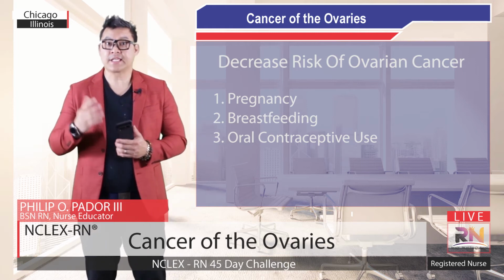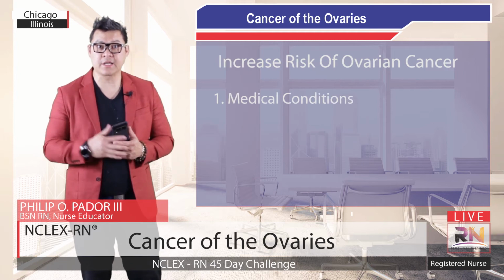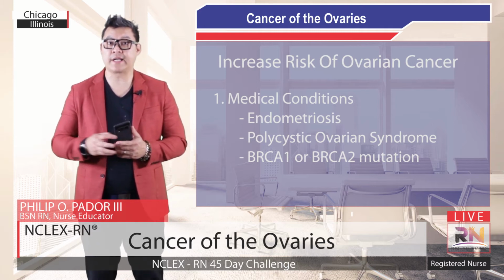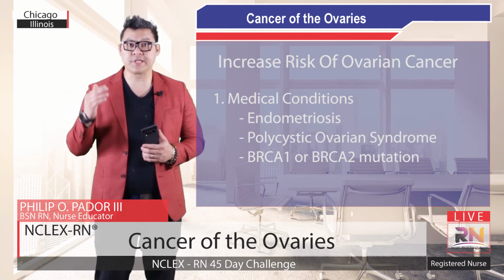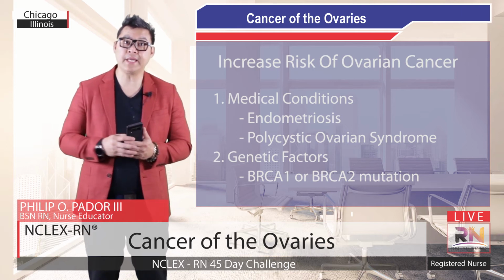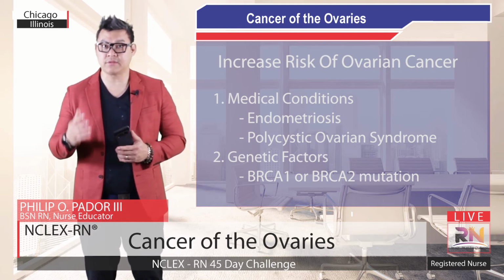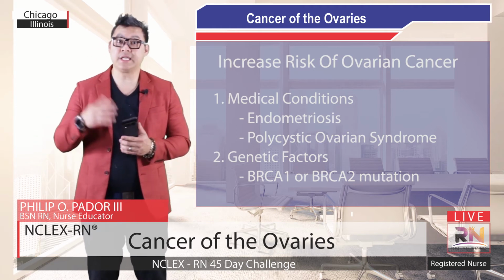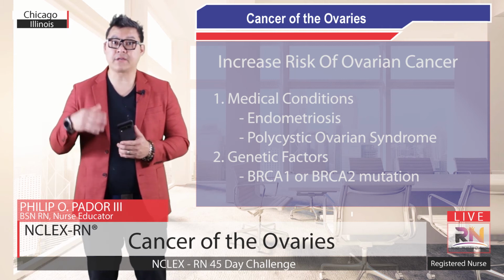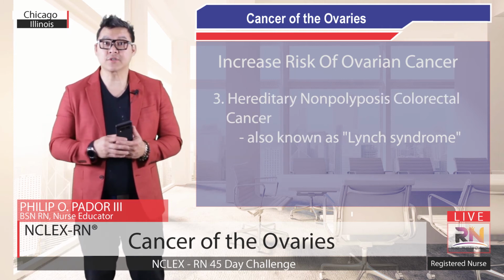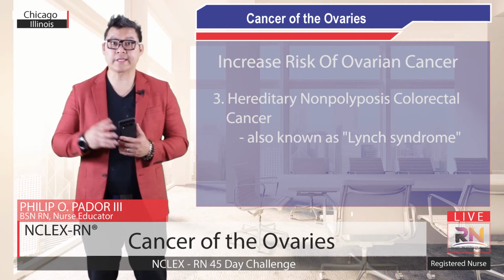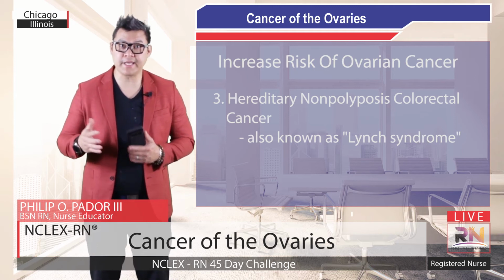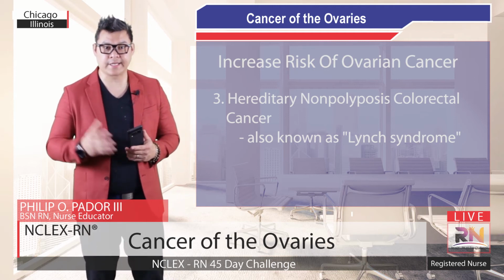On the flip side, some things that are associated with an increased risk include certain medical conditions like endometriosis and polycystic ovarian syndrome. There are also some genetic risk factors like having the BRCA1 or BRCA2 mutations, which are both autosomal dominant mutations, which in addition to ovarian cancer, carry with them an increased risk of breast cancer. There is also hereditary non-polyposis colorectal cancer, also known as Lynch syndrome, which increases the risk of developing a number of cancers, including ovarian cancer.